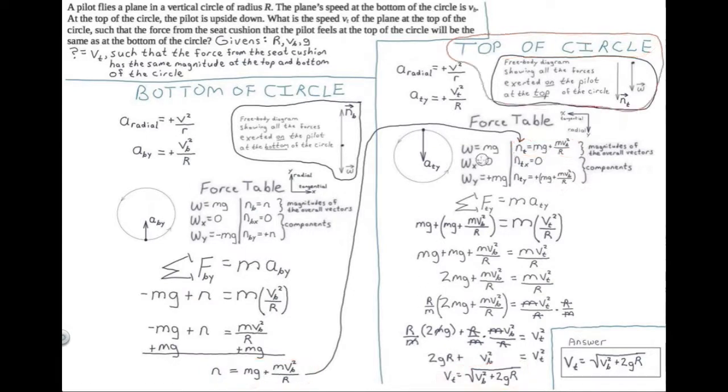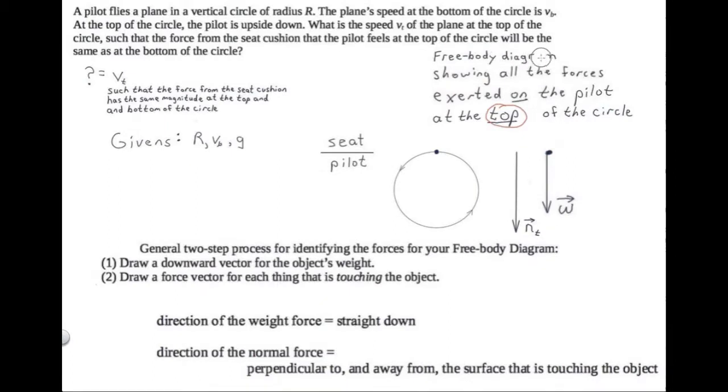We're going to apply Newton's second law to a different point on the circle. So now we need to draw a new free body diagram that applies to the pilot situation at the top of the circle. Now we're drawing a free body diagram showing the forces exerted on the pilot at the top of the circle. Draw a dot at the top of the circle to emphasize that that's the position we're focusing on for this part of the solution.